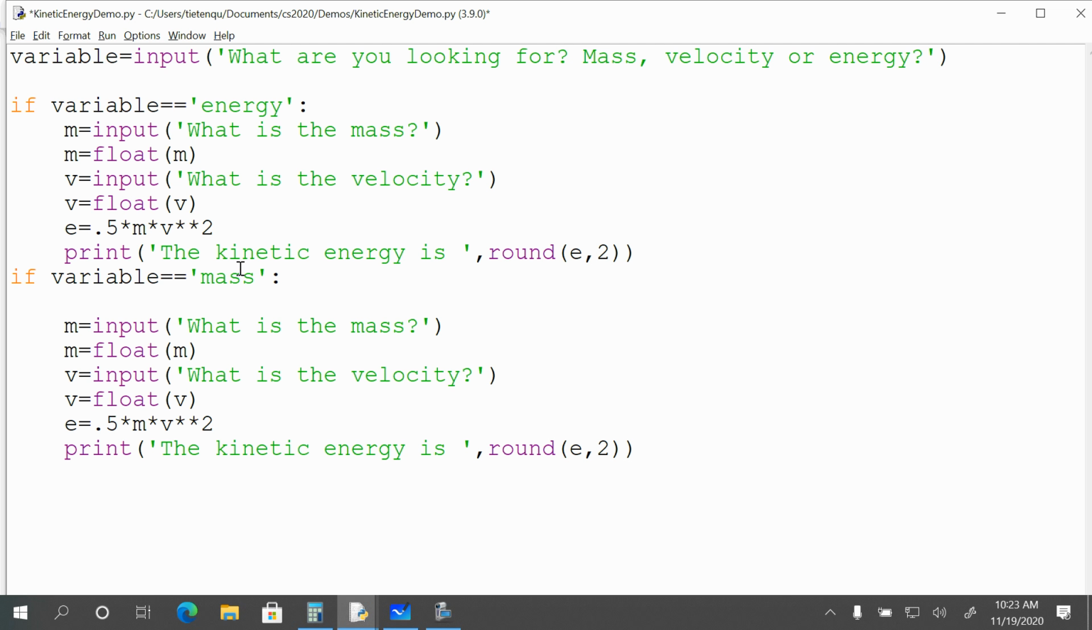If I'm looking for mass, I can't ask the user the mass. I'm going to ask the user the energy. E is equal to input. What is the kinetic energy? So I'm then going to convert my energy into a float. V, what is velocity? Yes. Now I've got to change this equation here. Because remember, it's m that we're calculating. So instead of the kinetic energy, I'm going to say the mass is, and it's m. So now I just have to figure out what is the mass.